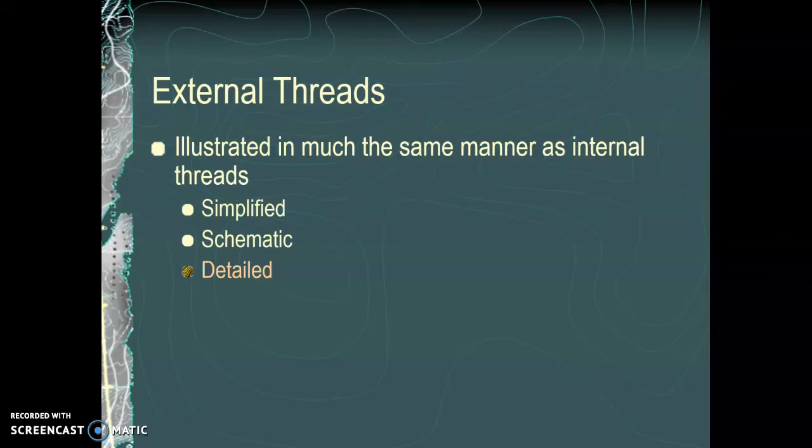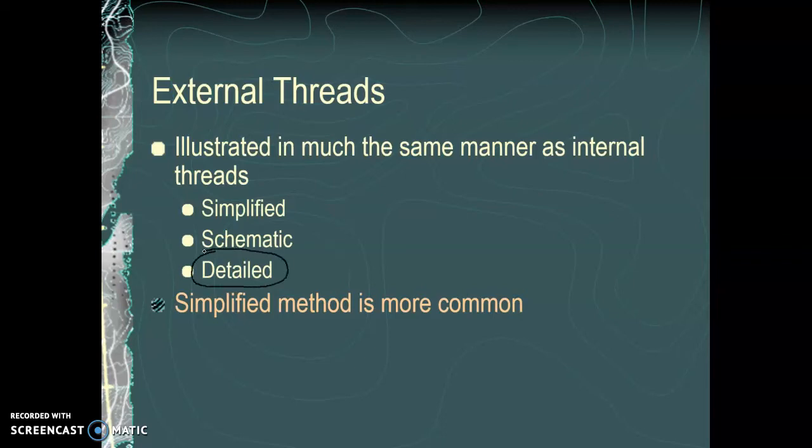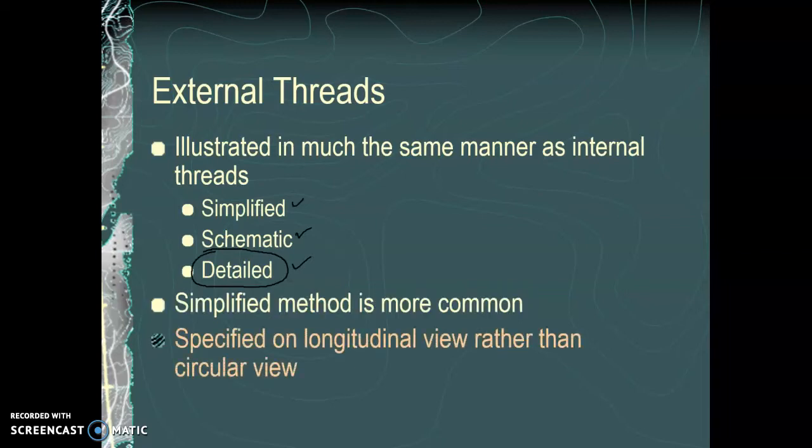They are labeled in the same way, the same type of designation, same type of thread specification, except we have one additional method of graphically representing them. So our internal threads can be shown as simplified or schematic, and we can still do the same thing for our external threads, but in addition, we have the option of showing detailed external threads.